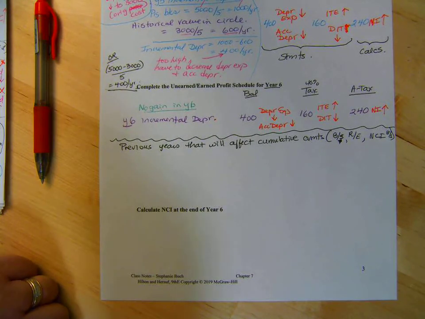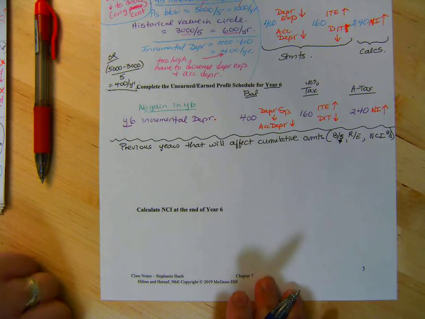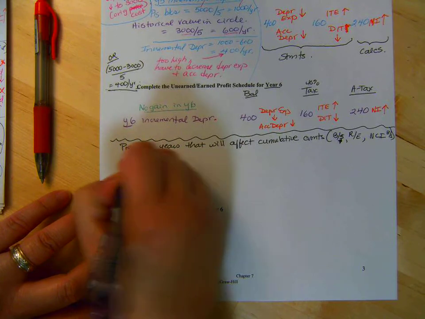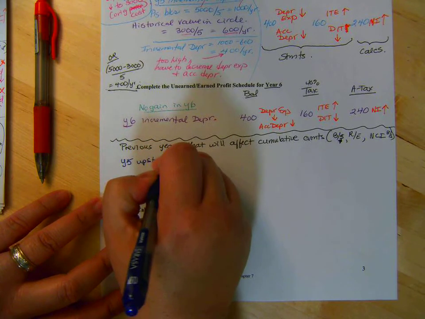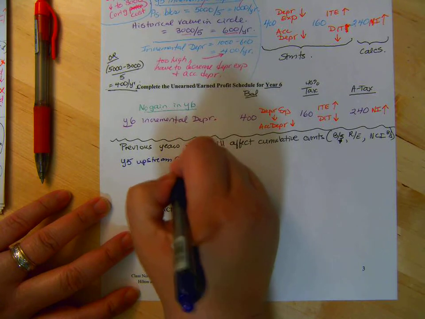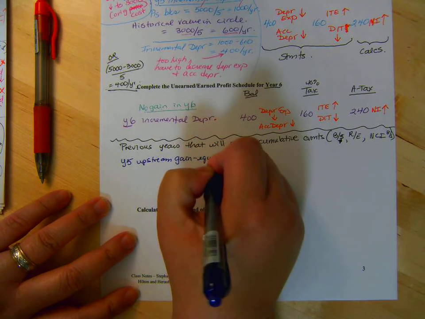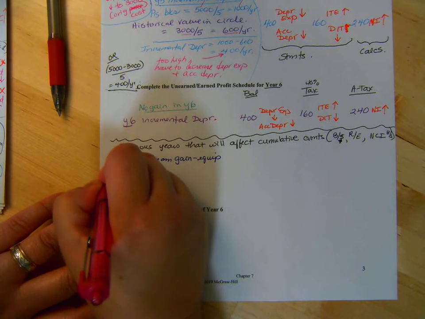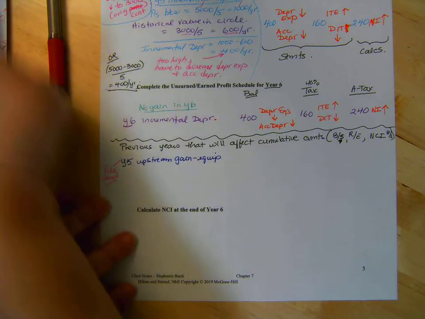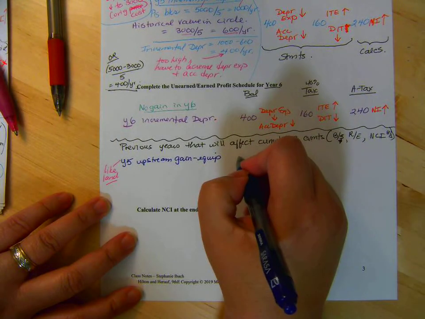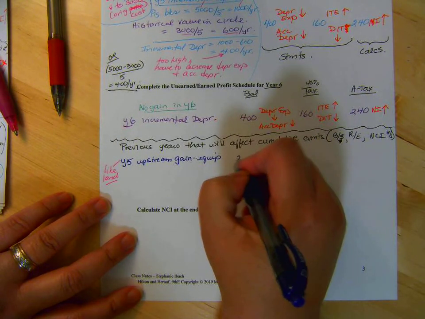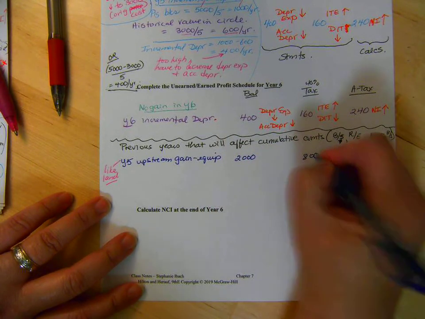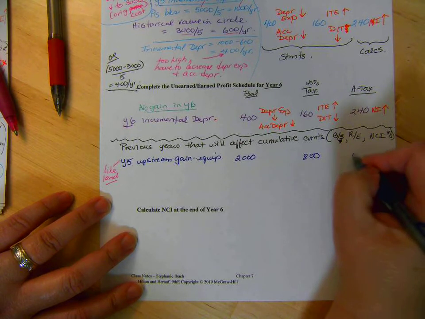Okay. So we have a year 5 upstream gain on equipment. Okay? And this is just like our land. So the gain is still 2,000. The tax is 800, and 1,200 is after tax.